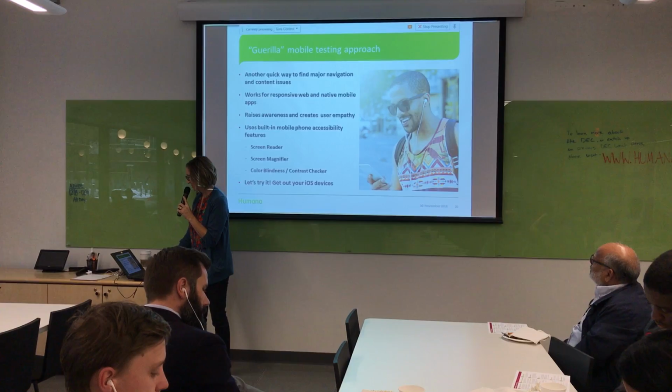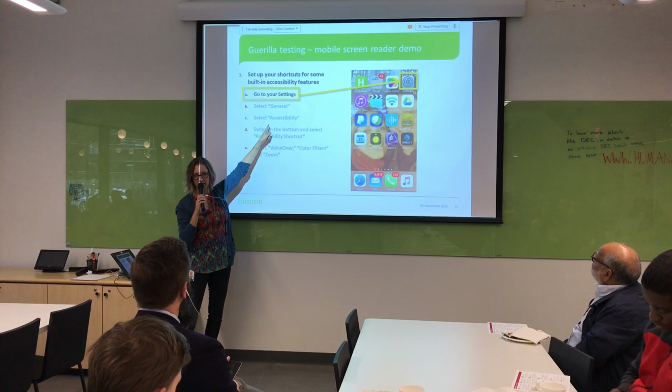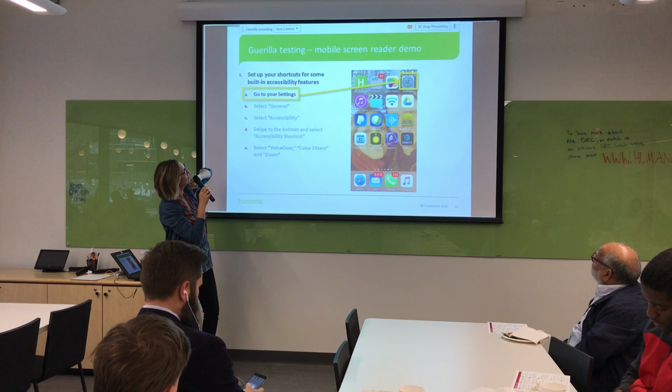So first, go to your settings. I've got the pictures up on here. If you want to work ahead, I've got these lighter gray ones. And by the way, I know that's not good enough contrast, but it's a disabled thing, so it's okay. Disabled buttons don't have to be accessible. So go to your settings. And go down to general.